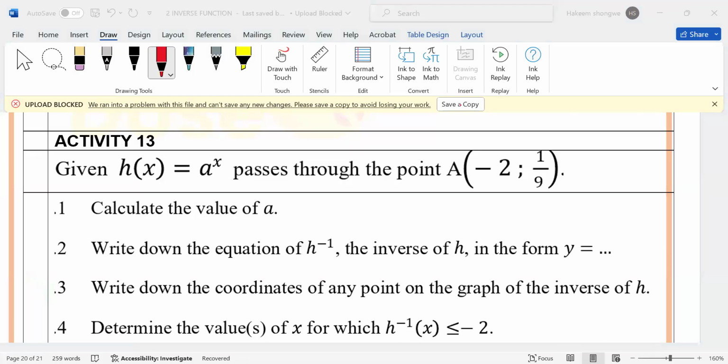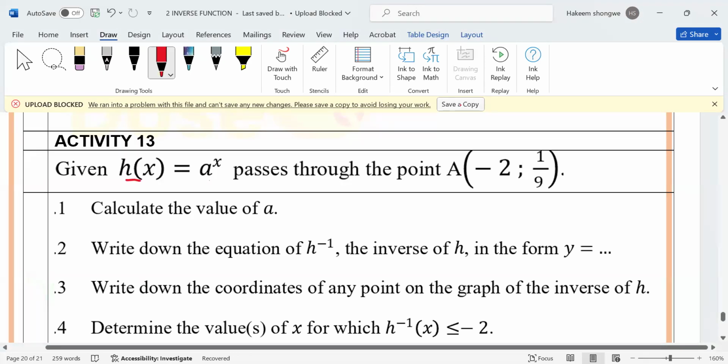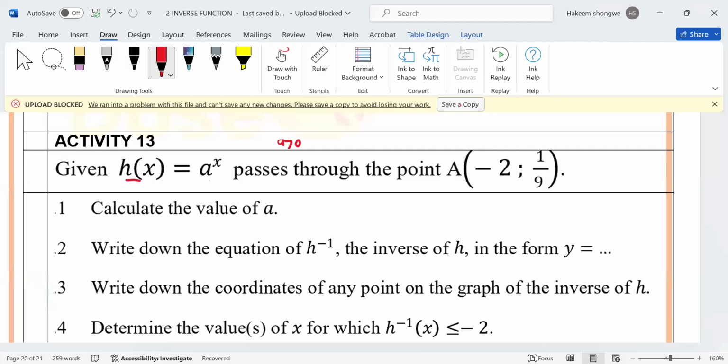Activity number 13, number 1. You are given h of x, which is given as a to the power x, and they should say here a is going to be greater than 0. It passes through the point A, which is going to be minus 2 and 1 over 9. Calculate the value of a.